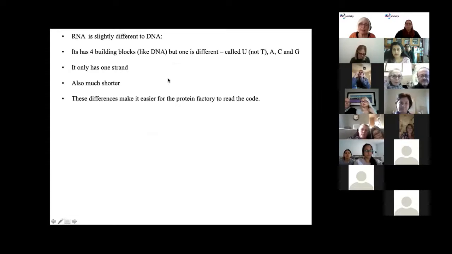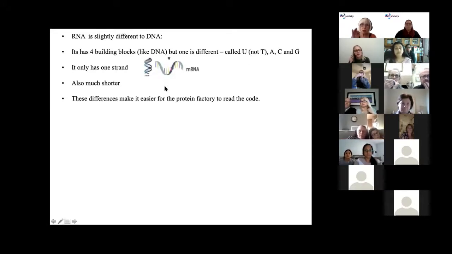So RNA, slightly different to DNA, but it's also got 4 building blocks. The only thing is one of them is different. So they're slightly different, but I don't want to go into that. But you'll see there's a U instead of a T. It has one strand. So remember, I told you your DNA is double-stranded, but your RNA just has this one strand. And it's much shorter because it's only carrying the information to make one protein, unlike the DNA, which has all the information. And all of that makes it easier to be read by the factory.